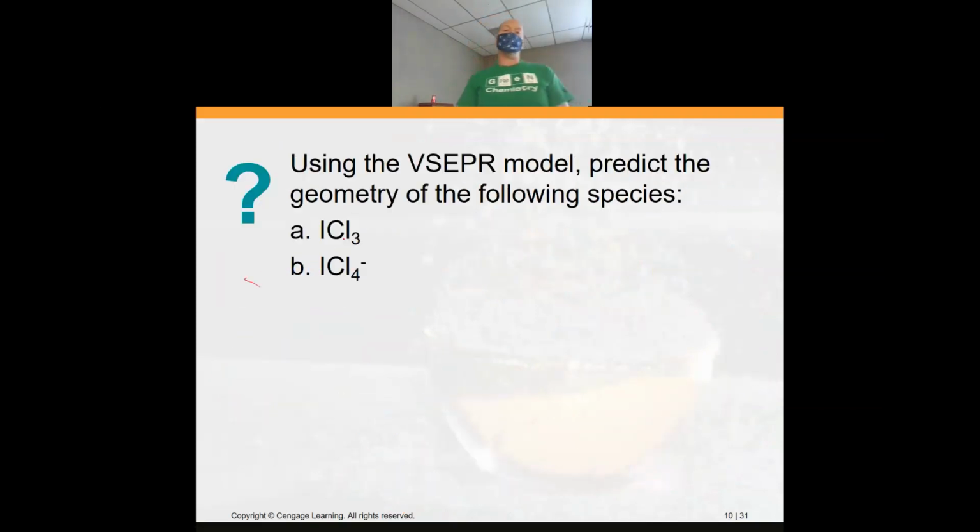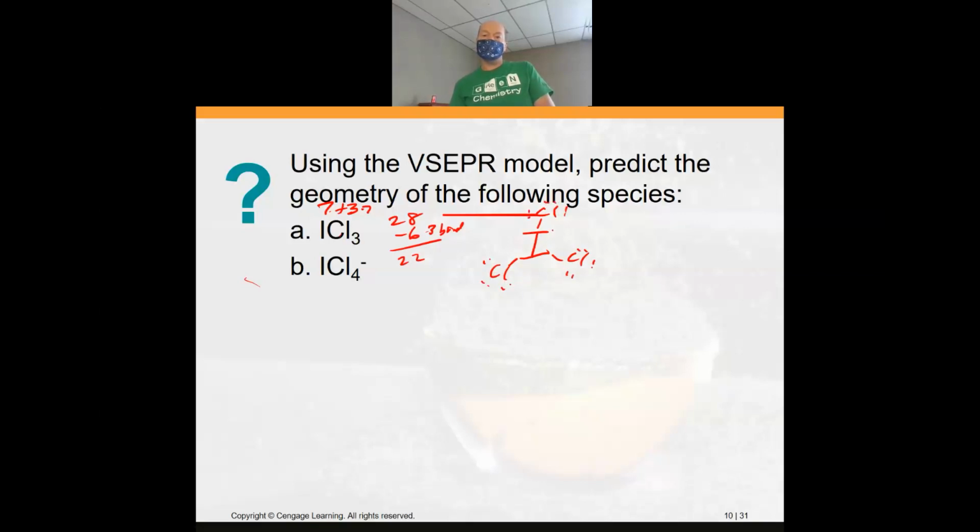All right, so if we're doing ICl3, again, you got 7, and then you have 3 times 7. So you got 28 valence electrons. Central atom is I, bonded to 3 chlorines. When you put in 3 bonds of chlorine, you got to subtract 6 for the 3 bonds. Each bond is 2 electrons, so 22 left. In order to give everything an octet, we need 6 around each chlorine. That's 18. We only need 20. We have 2 extra. Remember what to do with extra ones. The extra ones we put on the central atom.